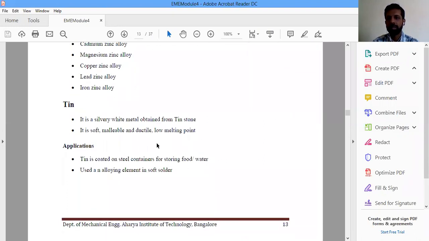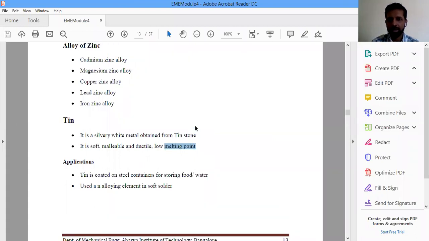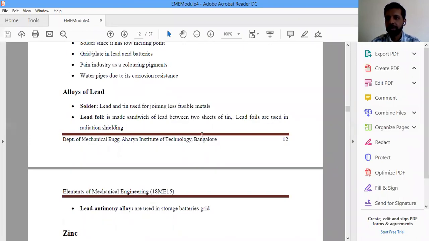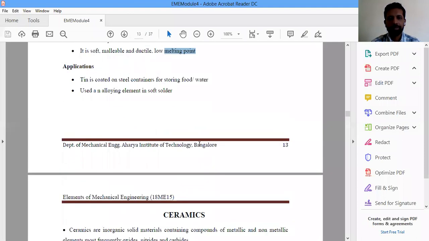So tin is again a silvery material. Soft, malleable and ductile, also having a low melting point. That is why it is mixed with lead to make soldering material. Tin can also be coated; tin cans are actually made up of tin, a major constituent, and an alloy material to make the softer soldering material also.